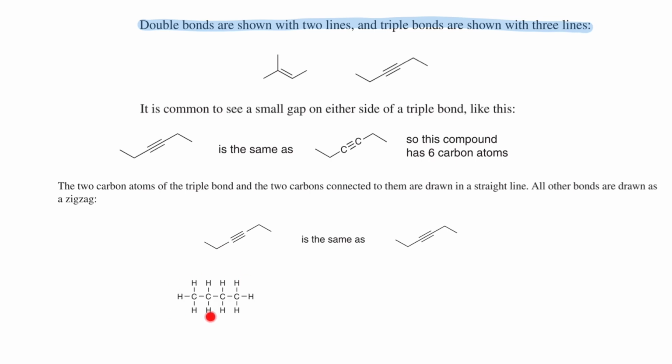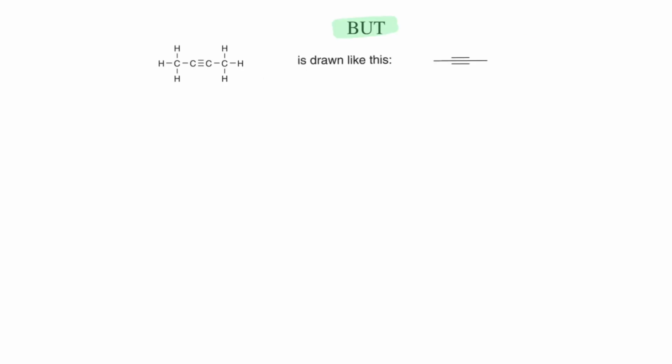For example, here is one compound: 1, 2, 3, 4. This is called butane. This butane can be drawn like this: 1, 2, 3, 4 carbon atoms. This is called butane in bond line notation or representation. But this molecule, with 1, 2, 3, 4 carbon atoms, is drawn like this because the triple bonded carbon atoms are drawn in a linear manner.